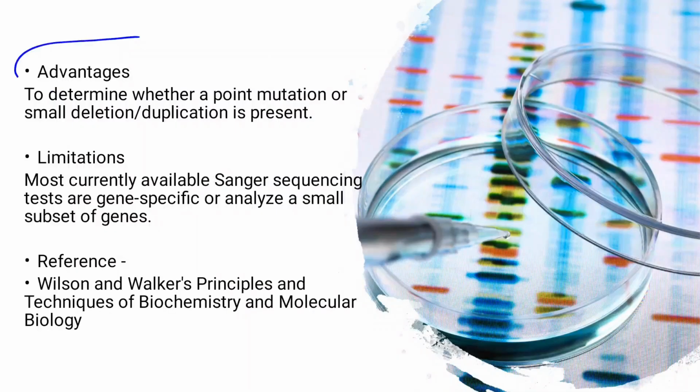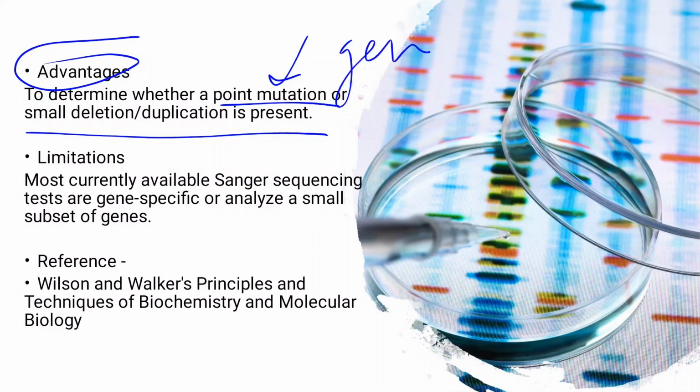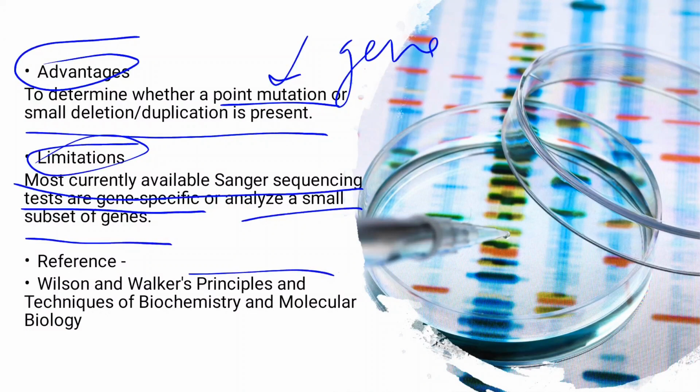The advantage of Sanger sequencing is that it can detect point mutations and some small deletions and duplications present in the gene. Limitations: most currently available Sanger sequencing tests are gene specific or analyze a small subset of genes. You can read or go through this book for more details on the Sanger sequencing method.